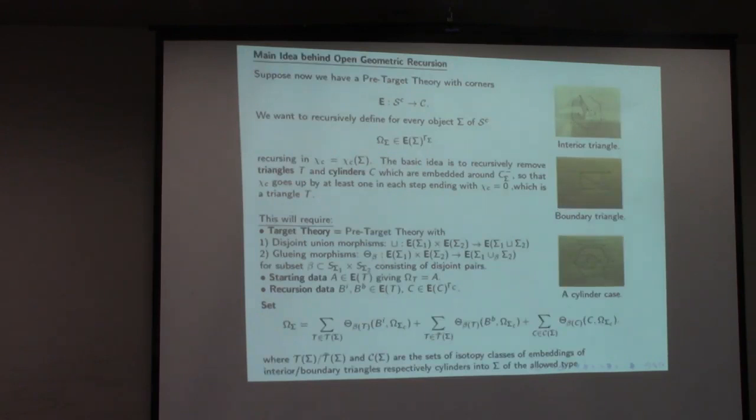Okay, good. So now, here is sort of the analog of the slide that I showed you before, but now for this open geometric recursion. So we start with this pre-target theory E. We are seeking to define vectors that are mapping class invariant for all surfaces. We're going to recurse in this chi C. And the basic idea is to recursively remove triangles and cylinders.